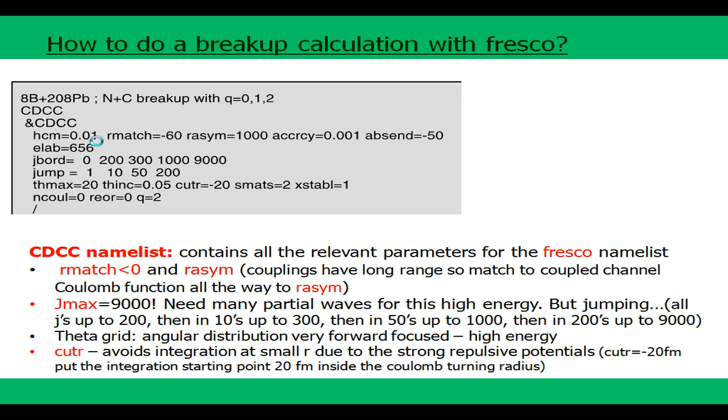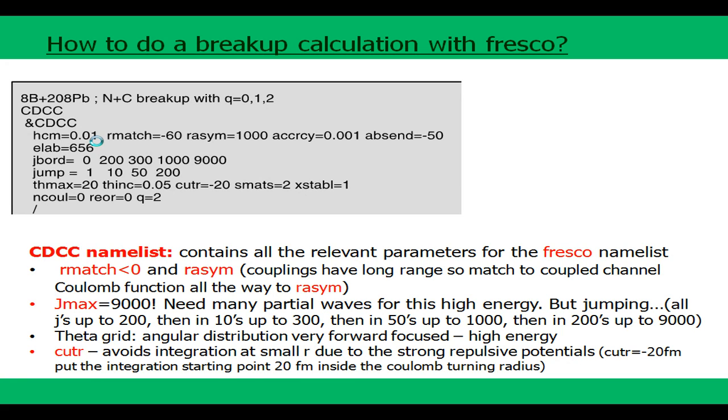And so a way to avoid it is to just shift that place where you start your integration. And so what cut R does, it just shifts the place where you start integrating, and it avoids these small r's and the strong repulsive potentials. So in particular, minus 20, what it means is it puts the starting integration 20 Fermis inside the Coulomb turning point. And so there's a way to do it. Now, if you want to use different features, you have to go to the manual to see what options are there. But this is the problem this variable addresses.